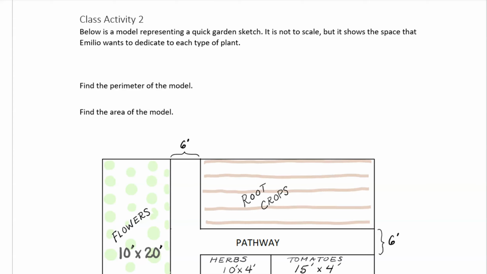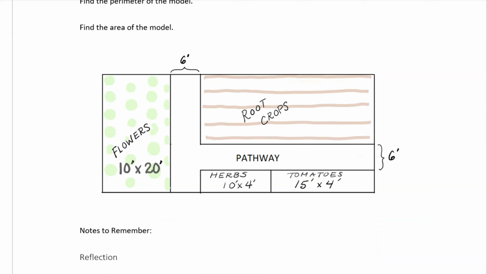Let's talk about class activity 2 on area. Below is a model representing a quick garden sketch. It is not to scale, but it shows the space that Amelia wants to dedicate to each type of plant. Find the perimeter of the model and find the area of the model. And when it says find the perimeter and the area of the model, it's talking about the entire garden or the entire rectangle. So let's start with the perimeter.